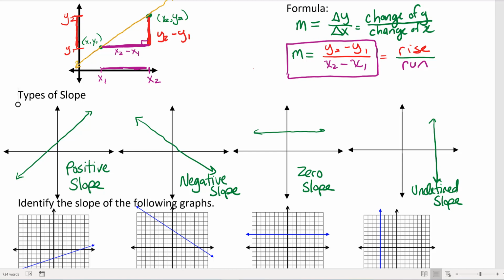The way I remember undefined is you can't stand on it. If you put a person on each of these, this person's going uphill. Positive is going uphill. If you put a person on this one, that's going downhill to the right. That's negative. If it's not going up or down, that's 0.